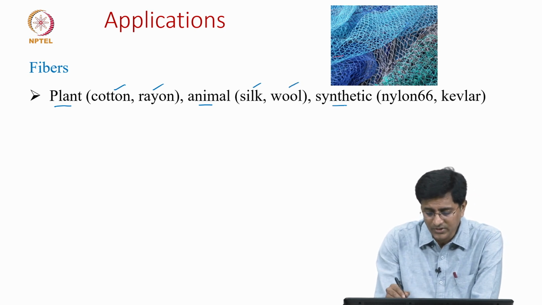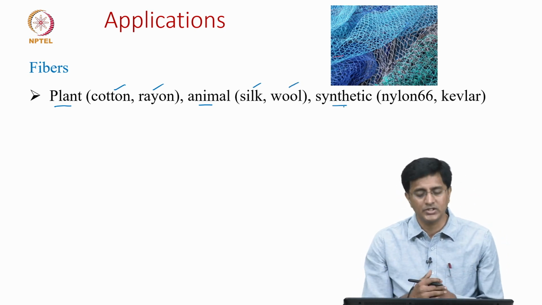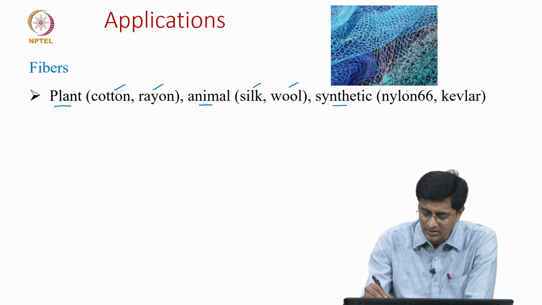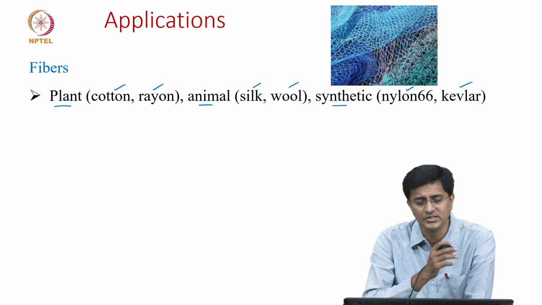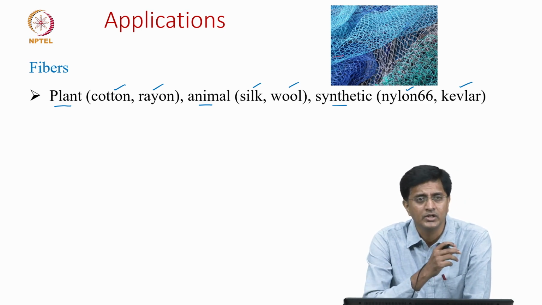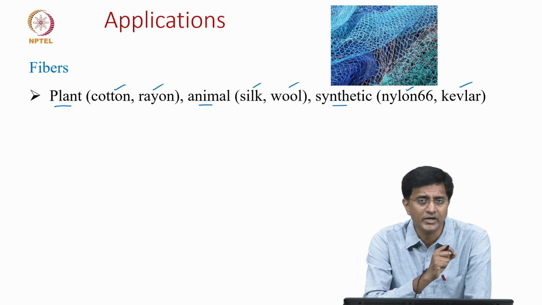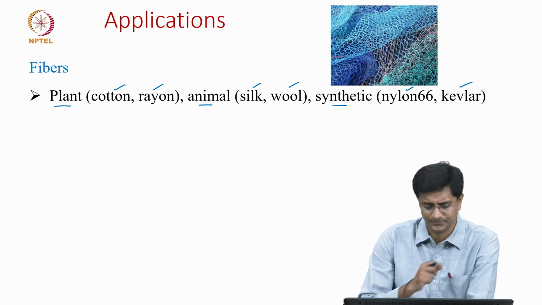But synthetic fibers are what are mostly used in the engineering applications. These include nylon 66 and Kevlar. Nylon 66, as I mentioned, we can use for fishing lines as well as fabrics, and Kevlar is a material which is very tough. Which means it can take a lot of energy before failure, and this is the reason why it is used for bulletproof jackets.